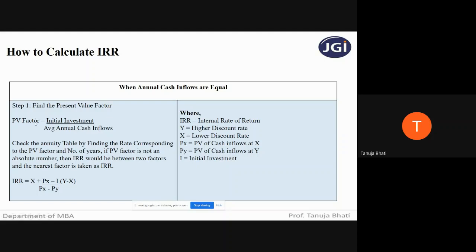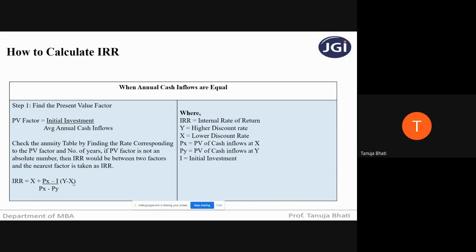Suppose this PV factor is not absolute. By not absolute, I mean that exactly that value is not available in the table, so you know the IRR is lying between two factors. In that case, you're going to use this formula. X is nothing but the lower discount rate, PX is the present value of cash inflows at X, minus I, the initial investment, divided by PX minus PY, the whole multiplied by Y minus X. So this is how you're going to calculate IRR when the annual cash inflows are equal.